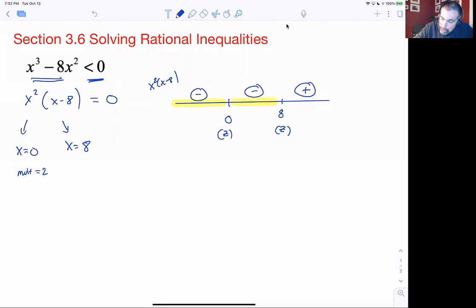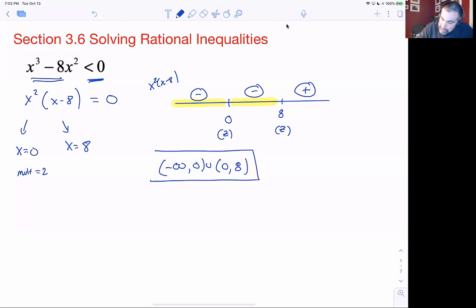Now be careful, we are not including 0 because this is a less than. It's not a less than or equal to sign. So we're strictly less than. So the answers for this particular example, the expression will be less than 0 when x starts at negative infinity and goes to 0, and then again from 0 all the way until 8. So we'll put our union symbol in there. This is where our expression is negative.